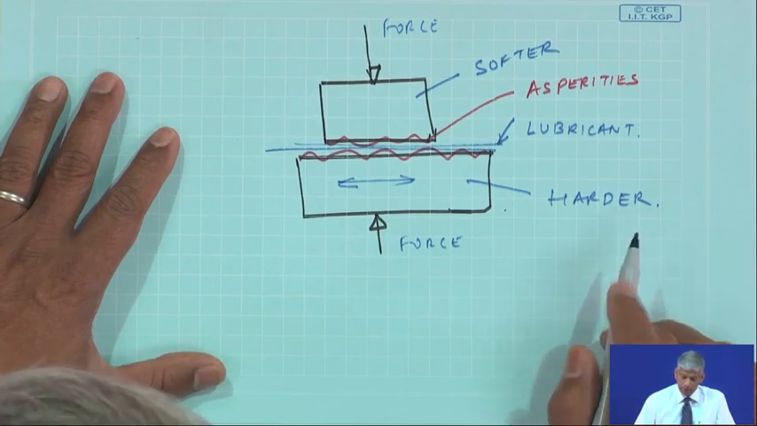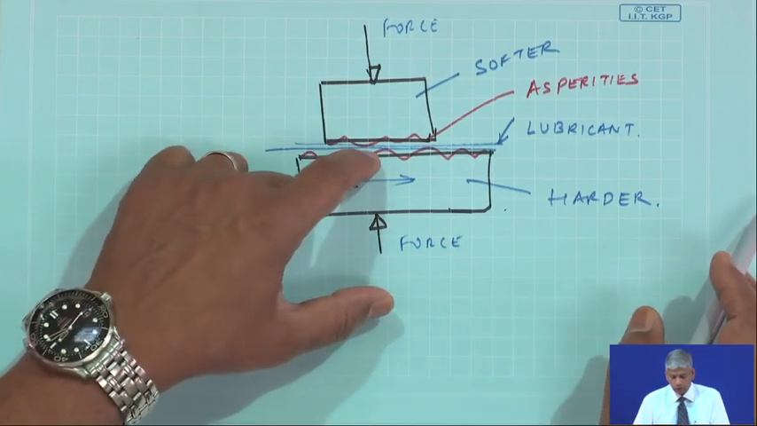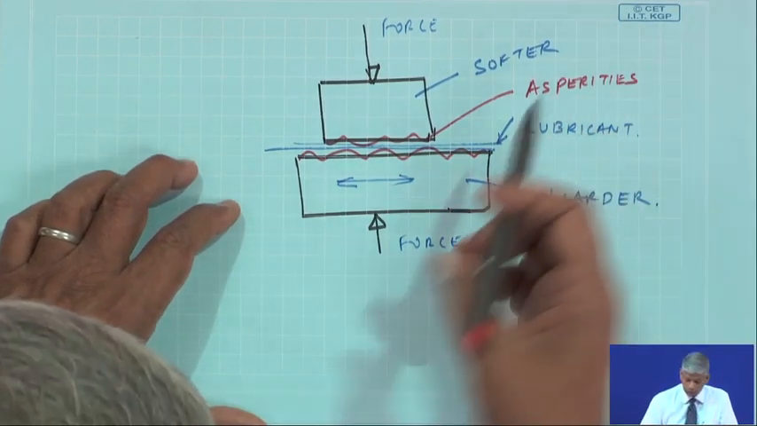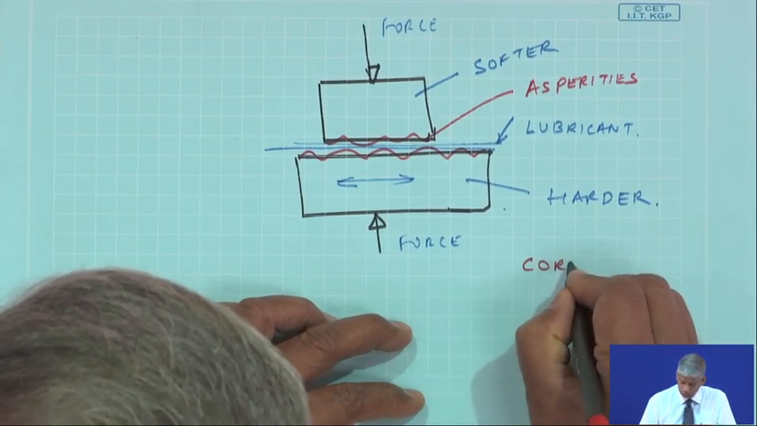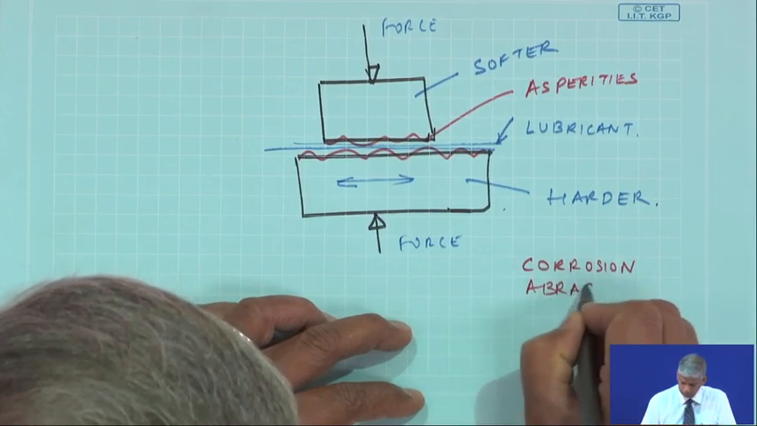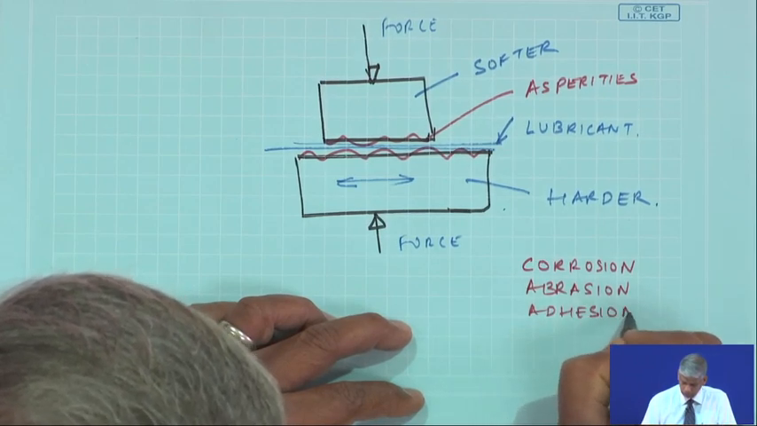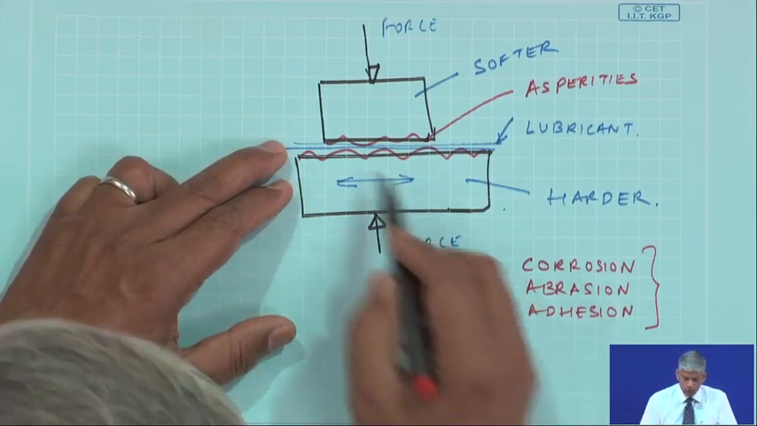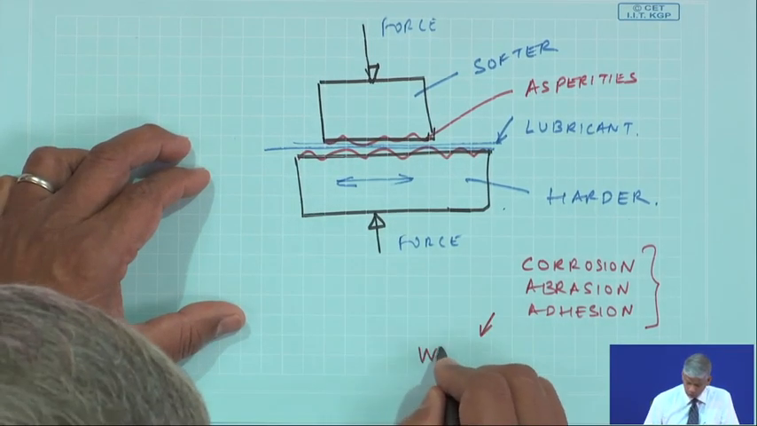So, what happens? Because of forces, because one being hard, one being soft, because there is surface roughness, there is a lubricant, on top of it there could be corrosion on the surfaces, there could be abrasion, there could be adhesion. These will give rise to these surfaces wearing out. Wear out occurs.